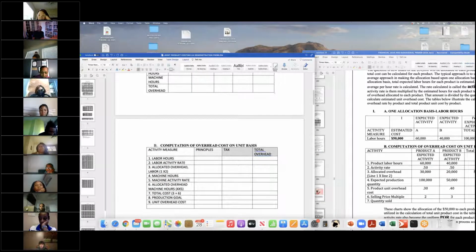Now, go through and calculate the unit overhead cost. So your goal is to get this unit overhead cost calculated. Begin work. You all were supposed to have this problem printed out at least. So begin the work and come up with the unit overhead cost.